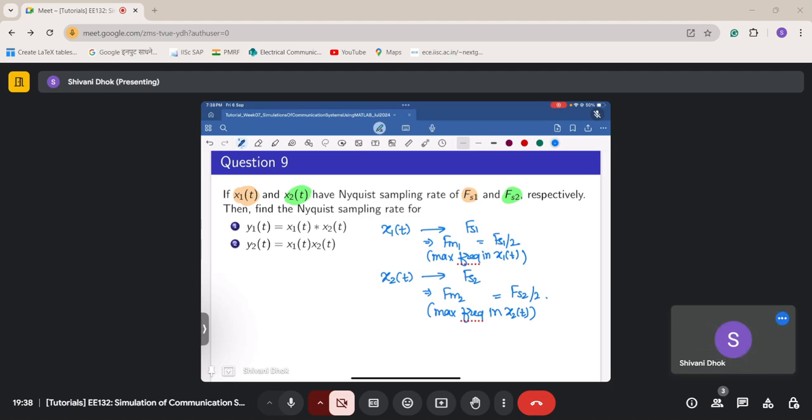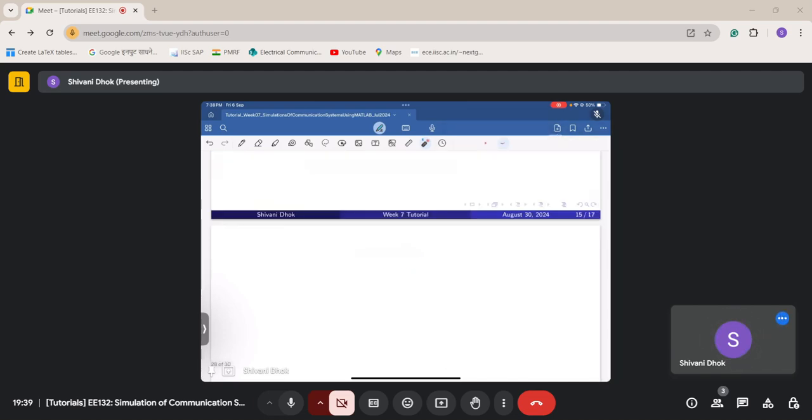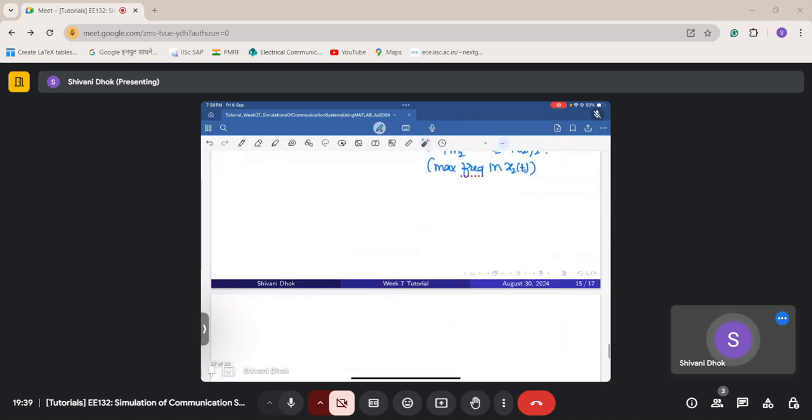Okay, so now what we need to do is find out the Nyquist sampling rate of, first, y1(t), which is the convolution of x1(t) and x2(t), and second, y2(t), which is the multiplication of x1(t) and x2(t). Okay, so let's start with the first part.